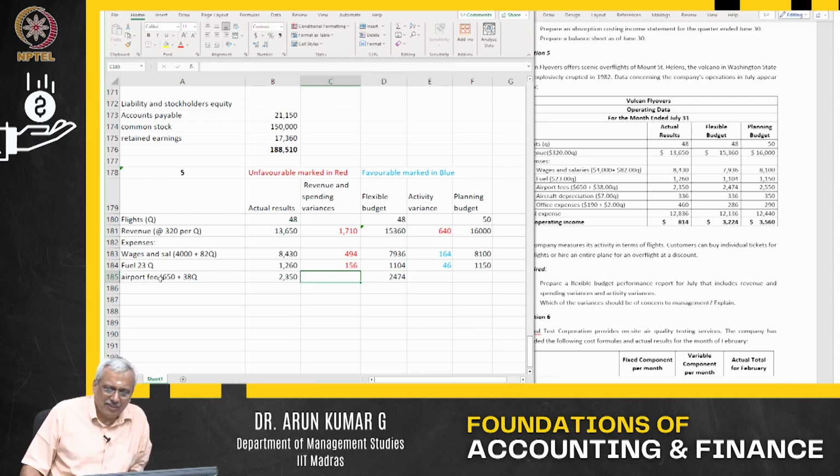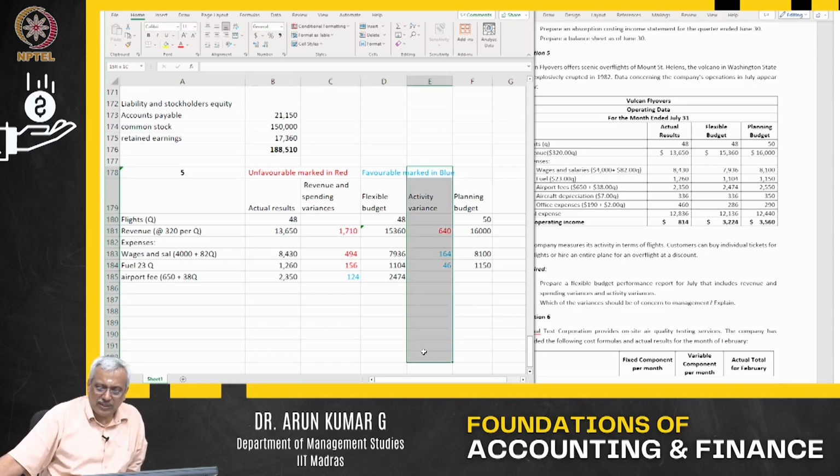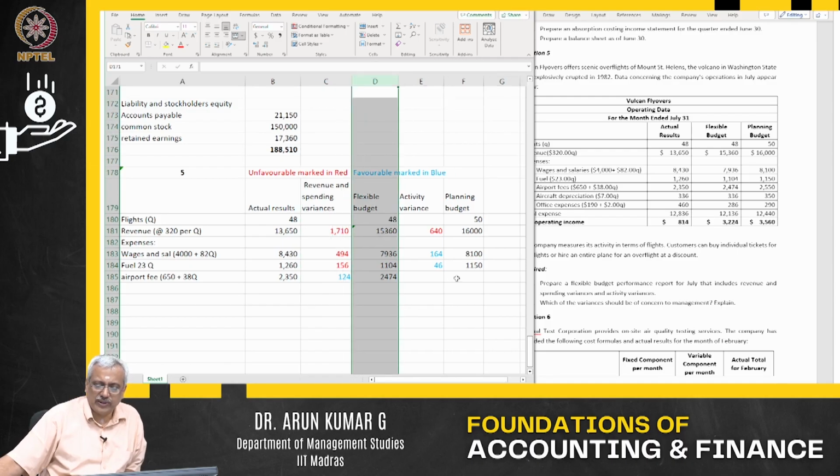So what happens? I have spent less than what is budgeted, so naturally there is a favorable variance for me. It is favorable for me. The revenue and spending is a favorable variance for me. Because of the activity decline, what is the variance? That is what we are finding. We are comparing with the flexible budget that is estimated for that level of activity.